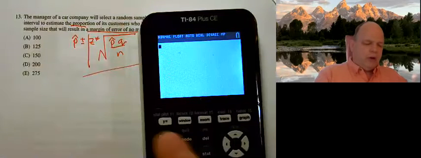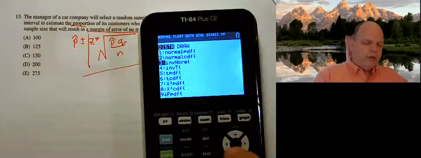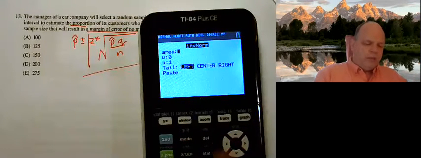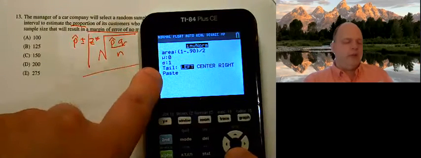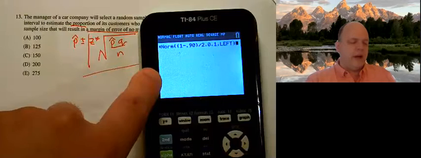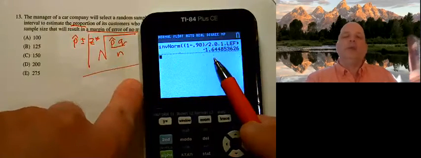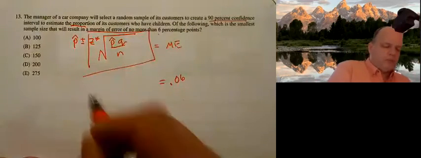So we're going to go second vars, inverse norm, area, parenthesis, 1 minus 0.90, close parenthesis, divided by 2. And since this is Z, we know that the mean is going to be 0 and the standard deviation is 1. We're going to make this positive when we're done. So we end up with 1.645.